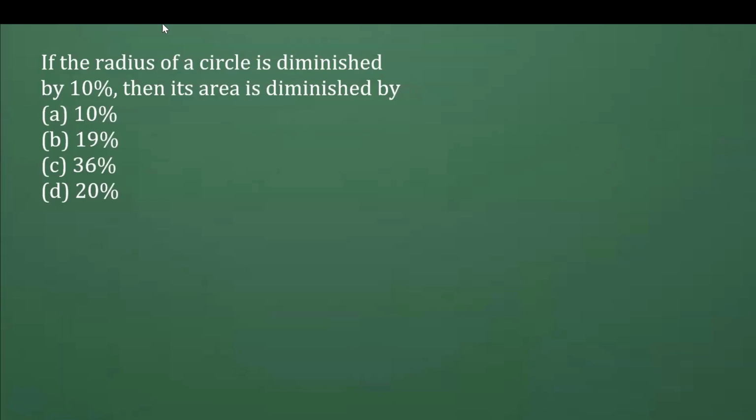In this MCQ from the chapter areas related to circles, it says that if the radius of a circle is diminished, that is reduced by 10%, then what we have to find out is by how much the area of this circle will be diminished or reduced. So let's say, for example, I take r dash as the new radius. After reducing it by 10%, it will be 90%, right? 90% of the original radius, say capital R.